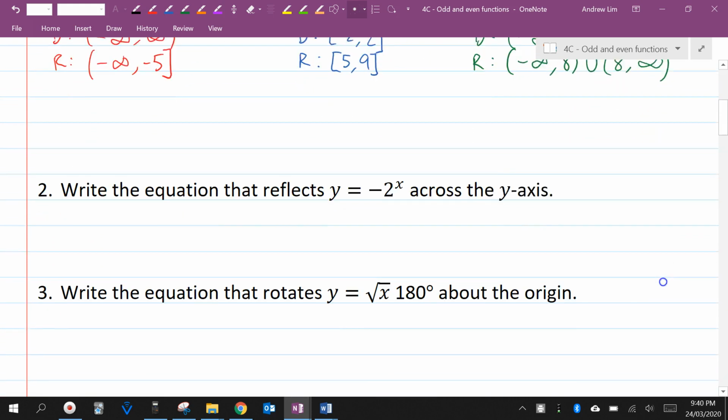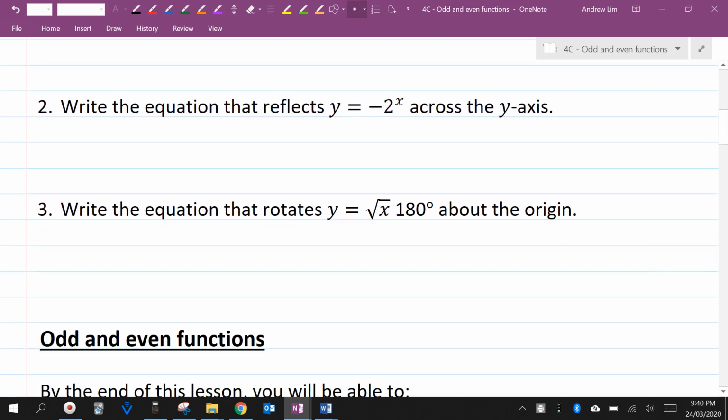Okay. We're going to write the equation that reflects y equals minus 2 to the x across the y-axis. So whenever we reflect across the y-axis, we let x equal to minus x. So just like when we are working out the x-intercept, we let y equal to 0. And when we find the y-intercept, we let x equal to 0. Similarly, when we want to reflect across the y-axis, we let x equal to minus x.